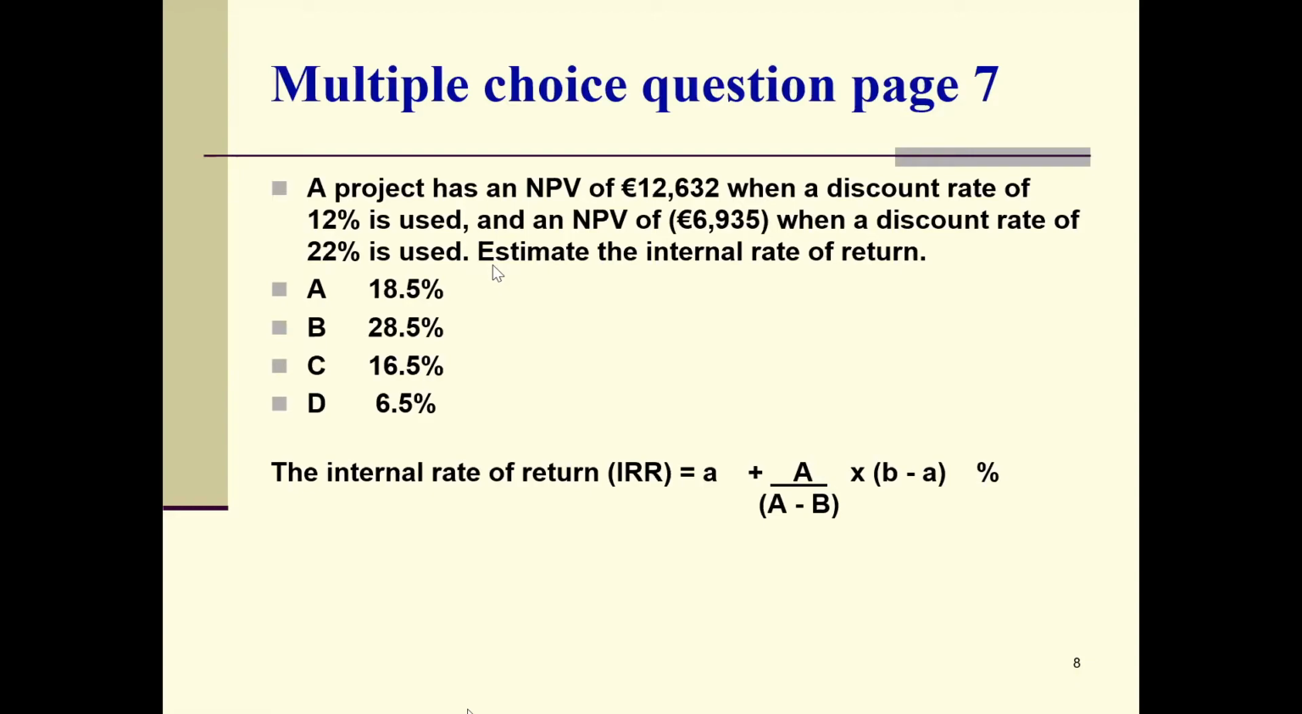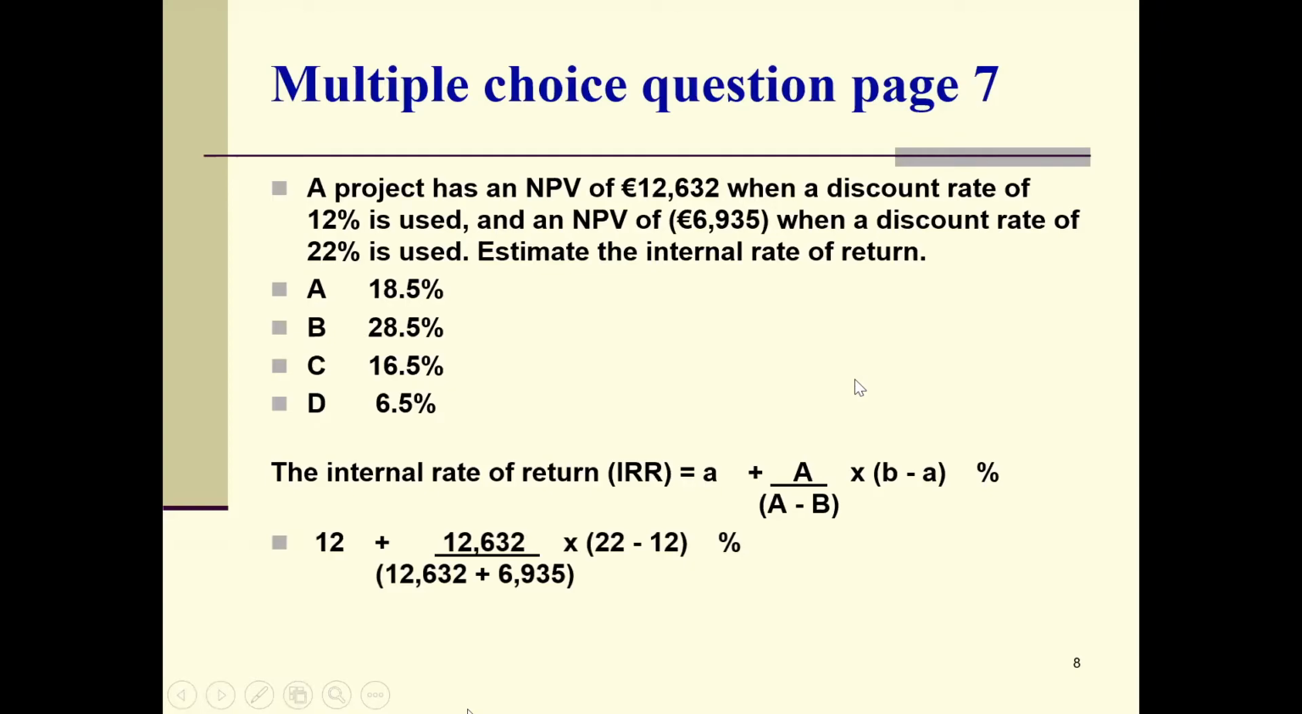Estimate the internal rate of return. So it's somewhere between 12 and 22, a bit closer to the 22 than the 12, because I have 12,000 positive at 12 and 6,000 or 7,000 negative at 22. A little bit closer to the 22. You could probably guesstimate it as well. But anyway, let me show you. Put in the numbers here.